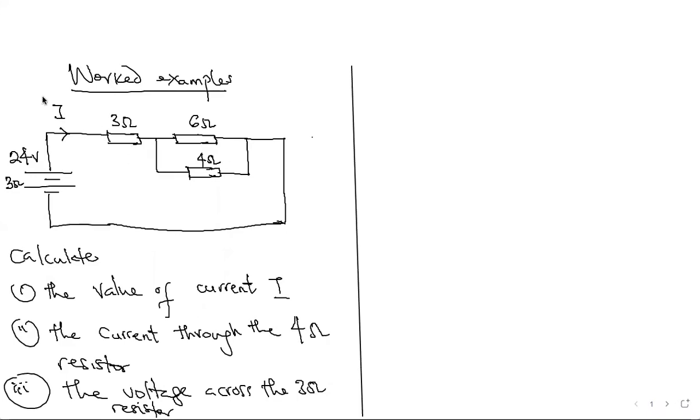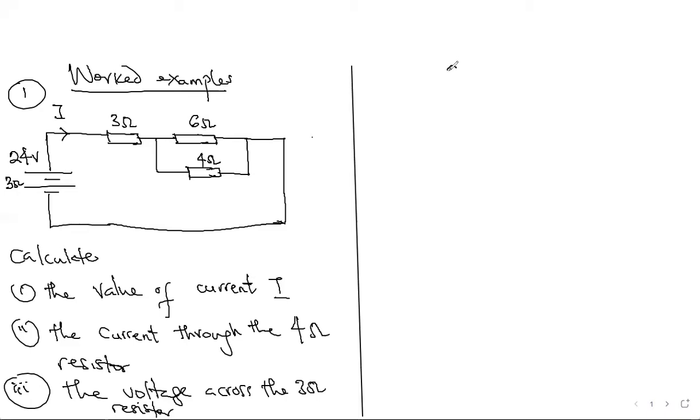Here in example 1, we are given a circuit that has two resistors in parallel and one resistor in series, connected to a voltage source of 24 volts with an internal resistance of 3 ohms. You have to determine the value of the current I flowing through the circuit, the current through the 4 ohm resistor, and the voltage across the 3 ohm resistor.